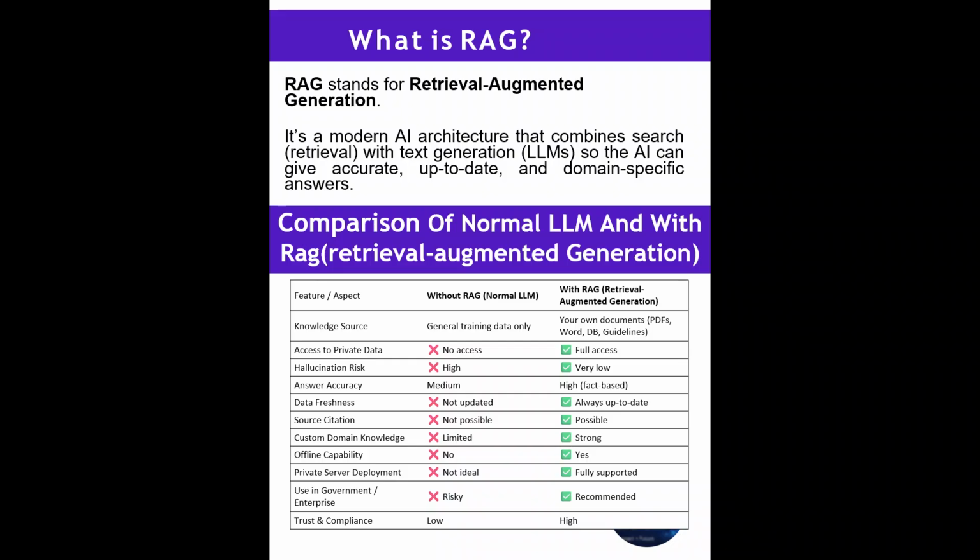Custom domain knowledge: limited, strong. Offline capability: no, yes. Private server deployment: not ideal, fully supported. Using it in government and enterprise is risky; with RAG it is recommended. Trust and compliance without RAG is low. With RAG it is high.